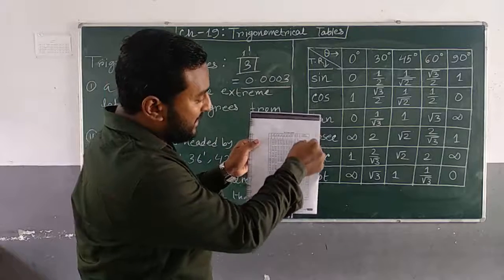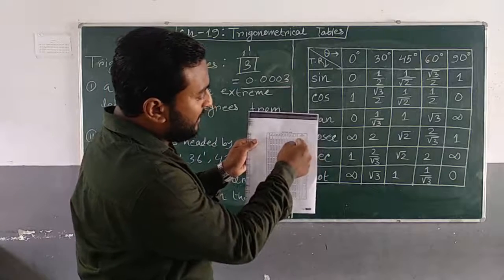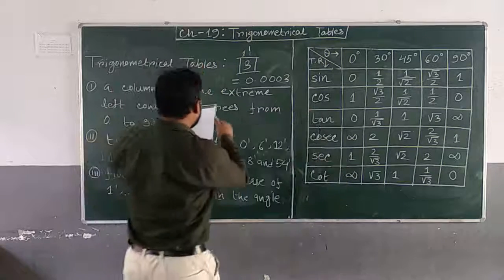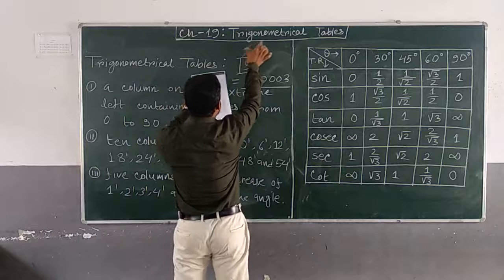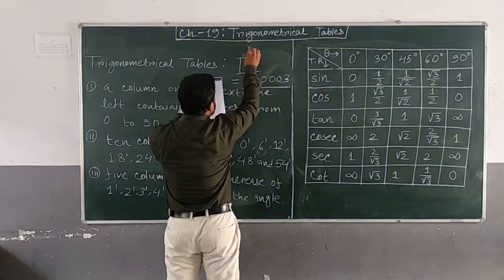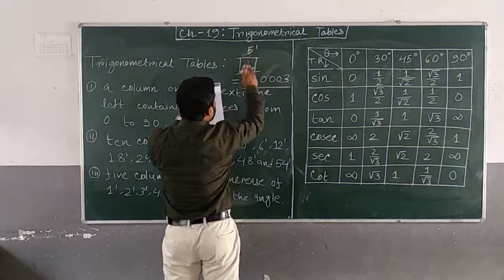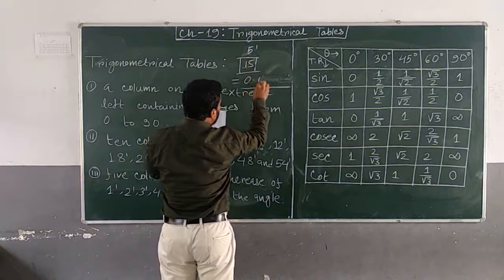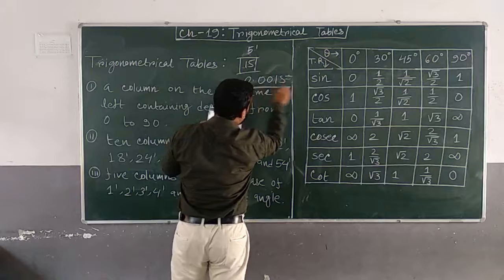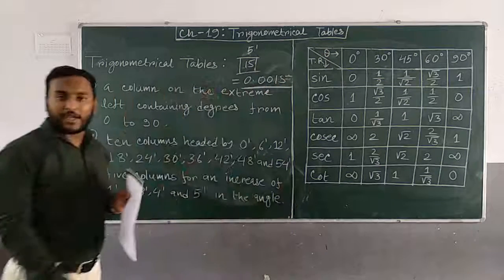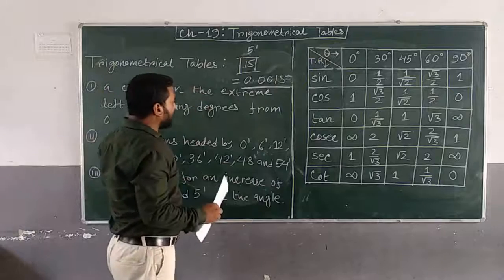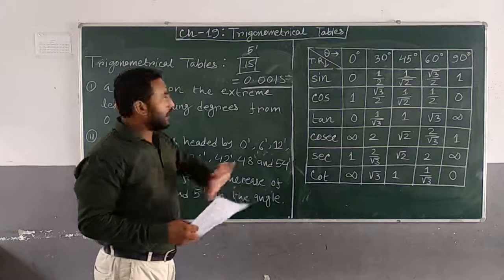But in mean differences there are only digits given, that is 3, 6, 9, 12, 15. Suppose here it is given for 5 minutes. I am telling about the natural sine table, 5 minutes. For 5 minutes here it is given 15. So this 15 will be written as 0.0015, 4 decimal places. Okay. So this is the characteristic of the table, and you have to see the table in this way.